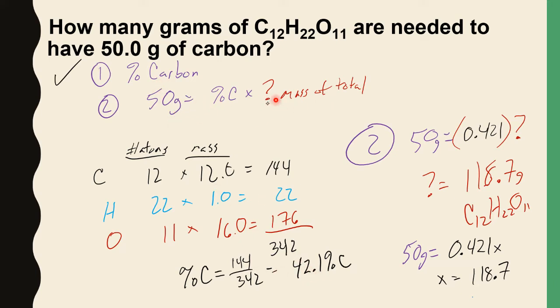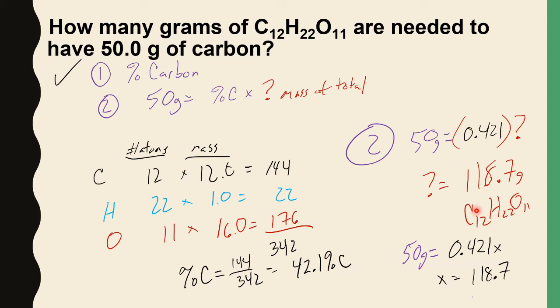Step two is to put it in this equation. 50 grams equals the percent we just found, 0.421, times some mass that we're trying to find. How many grams of that stuff? So we had 50 grams equals 0.421x, divide both sides by 0.421, and you need 118.7 grams of sucrose to have a 50 gram sample of carbon. So if you needed 50 grams of carbon for some reason, you would need 118.7 grams of sucrose and then figure a way to get that carbon out of there, maybe by burning it into carbon dioxide or whatever. But then it's still not carbon, it's carbon dioxide.